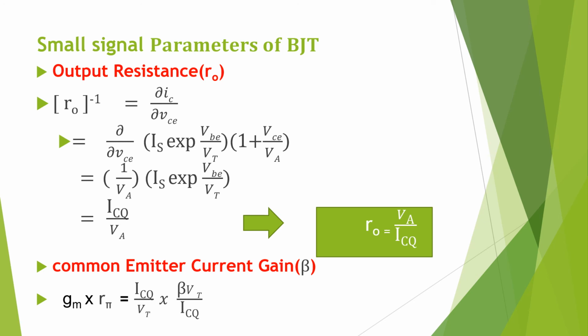The next parameter is the common emitter current gain beta. Beta is nothing but Gm into R pi. Here, Gm is the transconductance and R pi is the base diffusion resistance. If you multiply both, you will get beta, right? So Gm into R pi is nothing but beta.